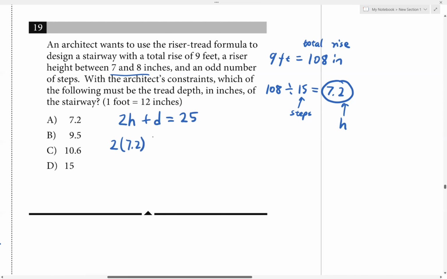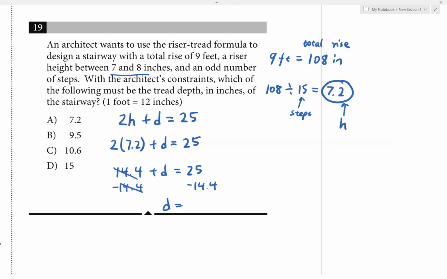Now we can plug into the formula and solve for d. It'll be 2 times 7.2 plus d equals 25. 2 times 7.2 is 14.4, so 14.4 plus d equals 25. Lastly, to solve for d, we subtract 14.4 from both sides, so d is equal to 25 minus 14.4, which gives us the final answer, d equals 10.6. That's letter C for this question.